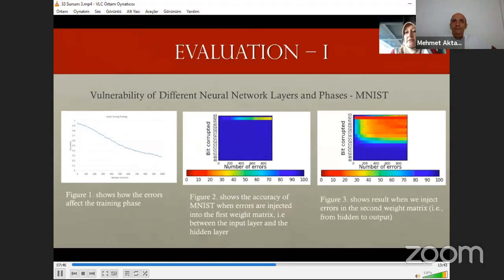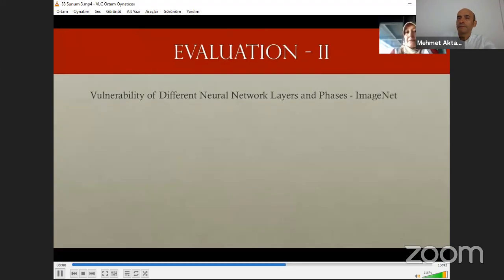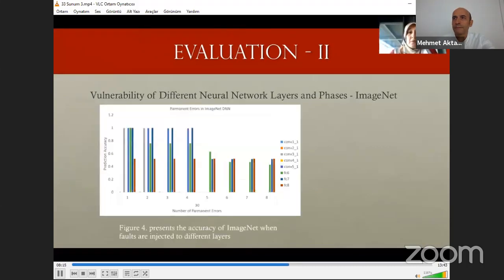Next, we inject the fault to the weight matrix between the hidden layer and the output layer to evaluate the vulnerability of the hidden layer. Now we see more reds and yellows, meaning that the hidden layer is more vulnerable than the input layer. Next, we measure the vulnerability of ImageNet for different layers and phases, and now we see that higher accuracy can be seen, but the accuracy can also drop down for some layers to around only 50% if there is a fault in those layers, specifically FC layers.